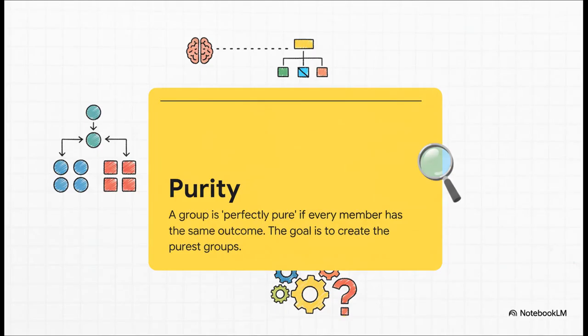So how does the algorithm know which split is the best one? Well, its entire goal is to create what we call purity. A group is considered perfectly pure if every single person in it has the exact same outcome. So a group where all 5 customers bought a computer, that's a pure group. The algorithm is constantly on the hunt for questions that lead to these perfectly pure little buckets.